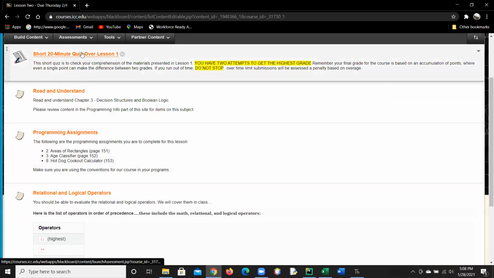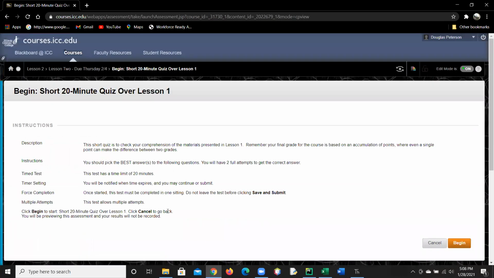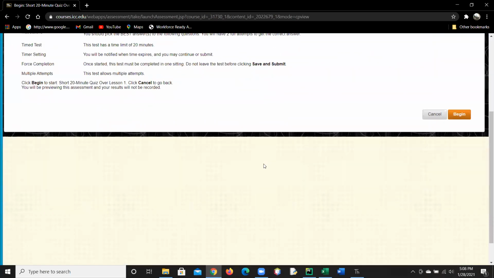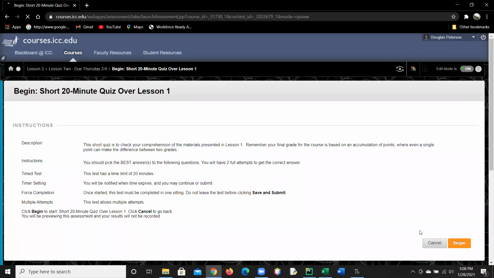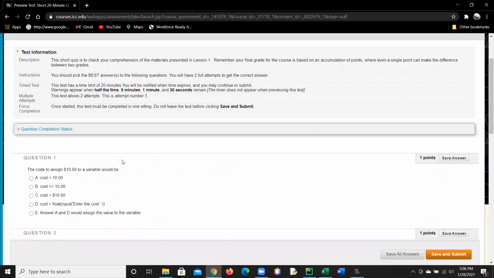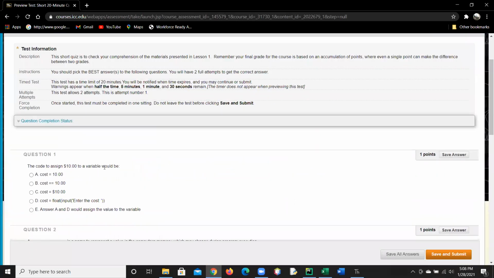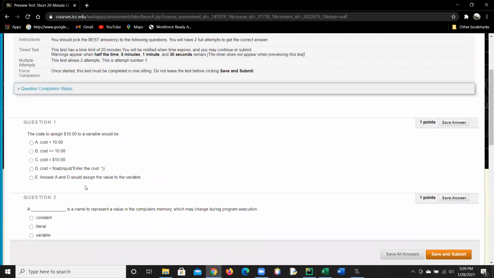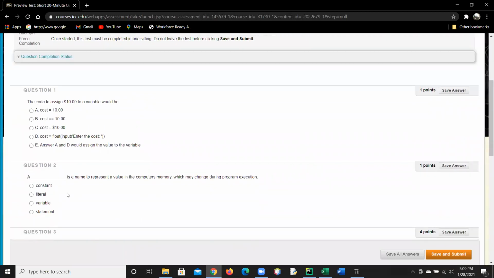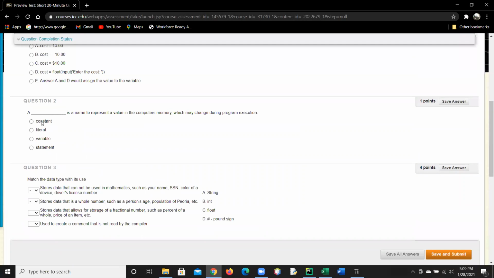I gave you this 20 minute, let's take a look here real quick. So you got 20 minutes to answer these questions, all right? So things like the code to assign $10 to a variable would be what? Blank is the name to represent a value in computer's memory, which may change. So which one of those would you pick?